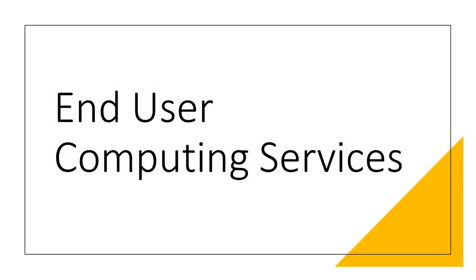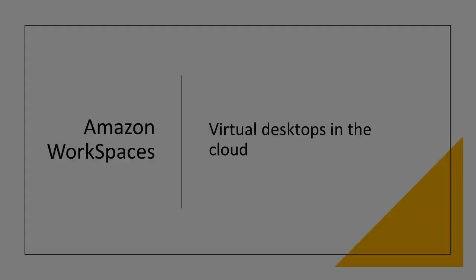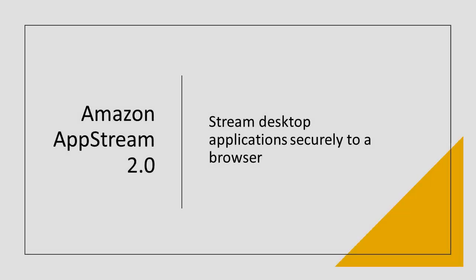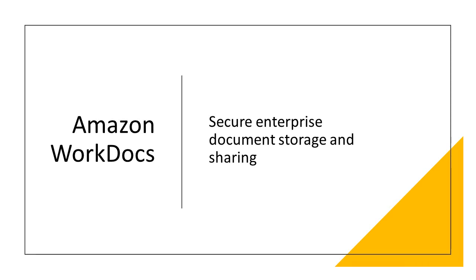Now we have the second module, where we will talk about end-user computing services. Let's see. Amazon WorkSpaces Service. Amazon WorkSpaces is a fully managed desktop virtualization service that enables you to securely access data and applications from any supported device. Amazon AppStream 2.0 Service. Amazon AppStream 2.0 is a fully managed non-persistent desktop and application service for remotely accessing your work. Amazon WorkDocs Service.